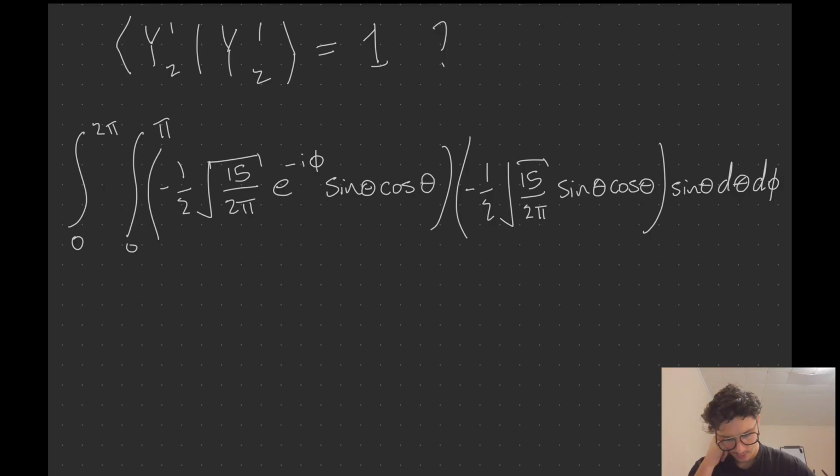So we have a minus minus, 1/2 comes out. And then square root 15 over 2 pi comes out. Wait a second, I forgot an e to the i phi here. E to the i phi, e to the i phi. This equals 1, doesn't it?